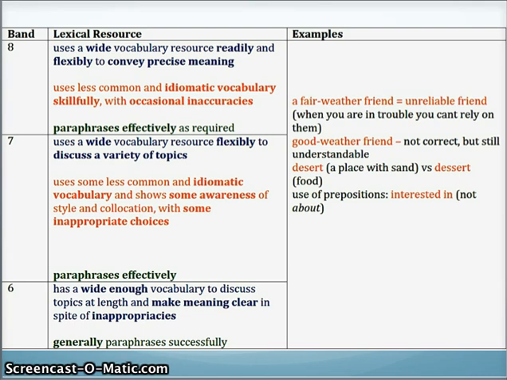However, for band 8, you should not only demonstrate your knowledge of these words and phrases, but also use them readily, that is fast and easily, without thinking too much. For band 6, you don't speak flexibly and readily, but your vocabulary is enough to discuss the topic you are given. There are some inaccuracies present, but your meaning is still clear.